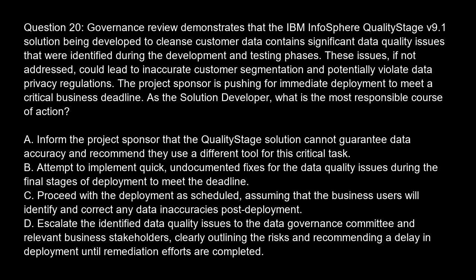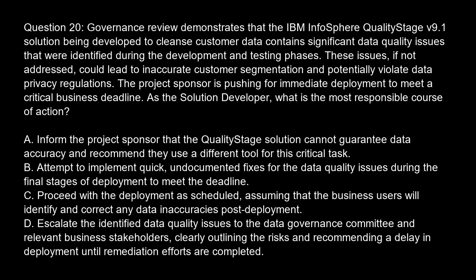Option B. Attempt to implement quick, undocumented fixes for the data quality issues during the final stages of deployment to meet the deadline. Option C. Proceed with the deployment as scheduled, assuming that the business users will identify and correct any data inaccuracies post-deployment.